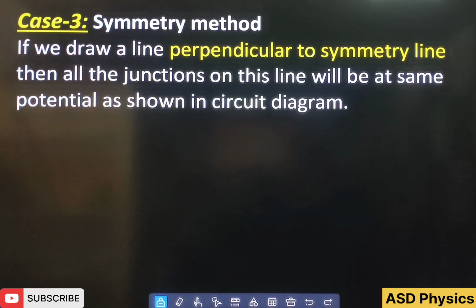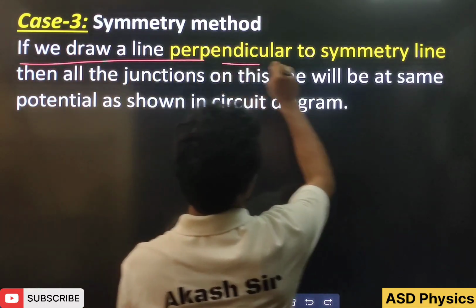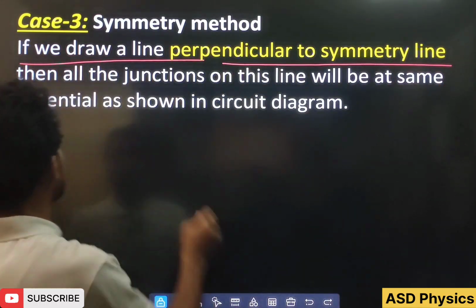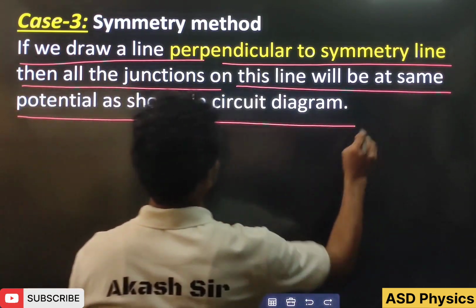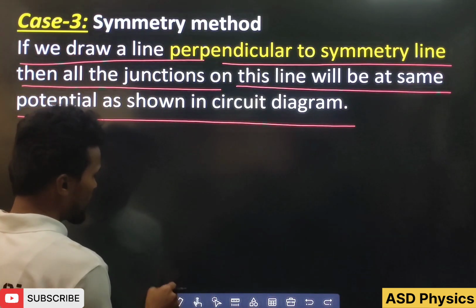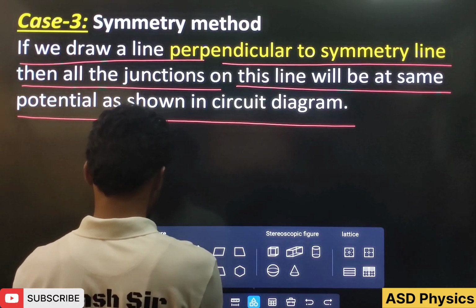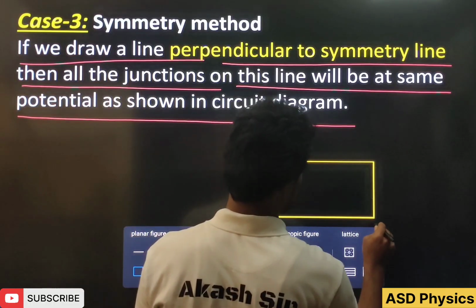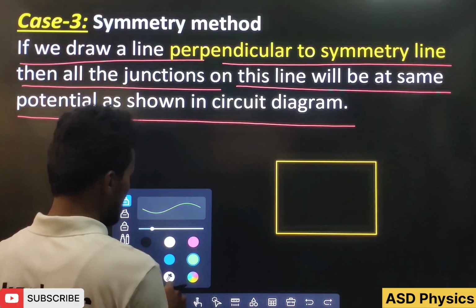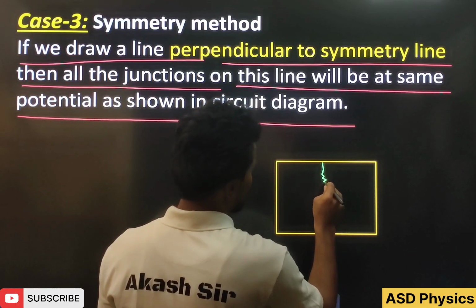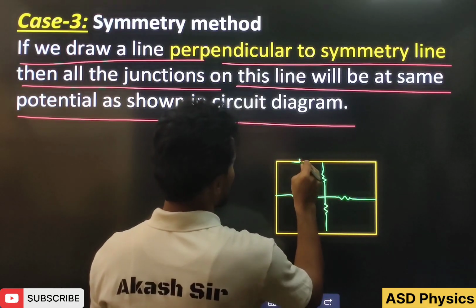Next one, see students here, the question. Case 3 actually, the symmetry method. See here: if we draw a line perpendicular to the symmetry line, then all the junctions on this line will be at the same potential as shown in the diagram. So for that, students, I will draw one diagram here. Just I have taken it like this. Can you see very well? And here, students, I am drawing the resistances, like this, and here also resistance.